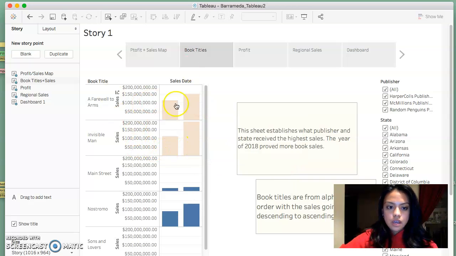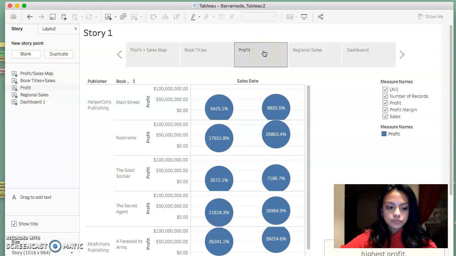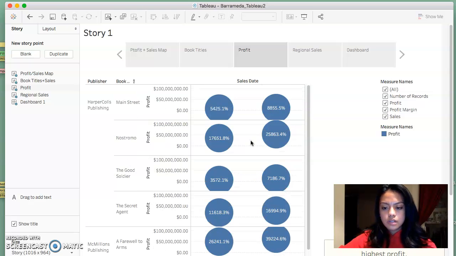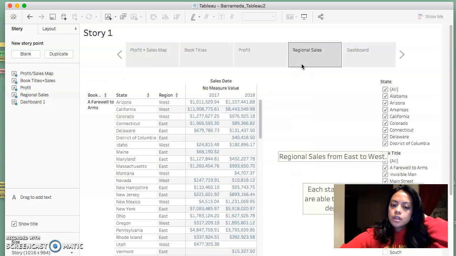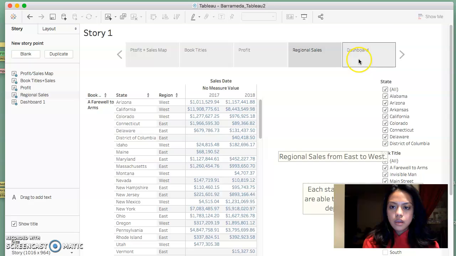And it's color coded, and then when you look at your profit, I really enjoy pie charts because of the percentages. It's easy to see what's working and what's not. And then regional sales, this one could be up in the air depending on what your preference is, but I focused more on east and west regional sales. And then dashboard.